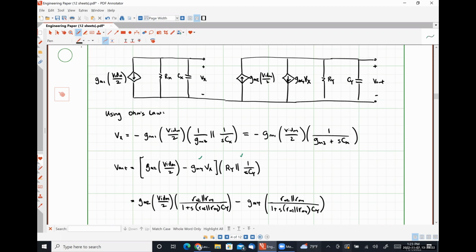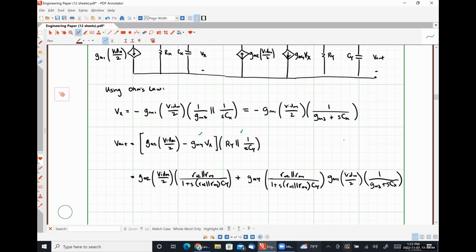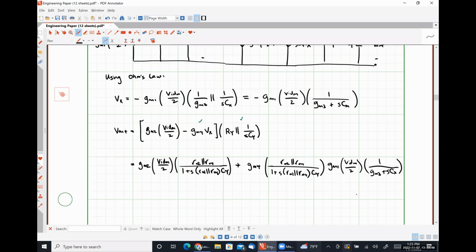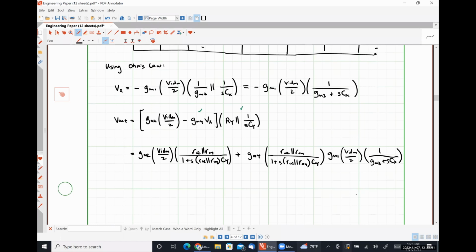Since Vx is negative, it's going to change that sign. I'm going to have GM1 times VIDM over 2 times 1 over GM3 plus S CX. And now I'm going to do a little bit of factoring. This, I promise you, isn't going to be supremely horrible.